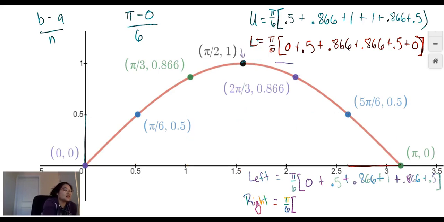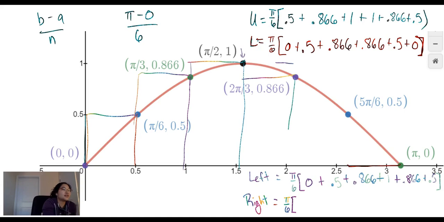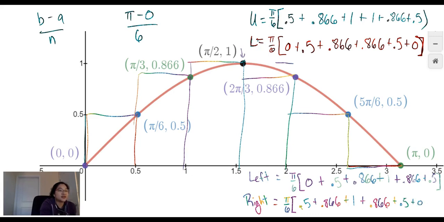So, I'm going to erase all these because all the colorful lines are getting very confusing. And we're going to look at the right sum. So we're looking at the right endpoint on our subinterval, and that's the rule that we're using. So here on this increasing part, we have an over approximation, but on our decreasing part, we have an under approximation. Wild. So what is that? 0.5 plus 0.866 plus 1 plus 0.866 plus 0.5 plus 0. And isn't that the same? That our left and our right are the same?